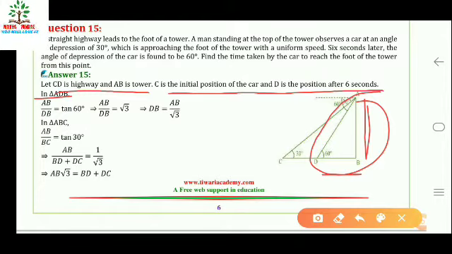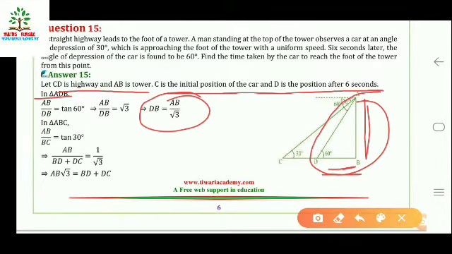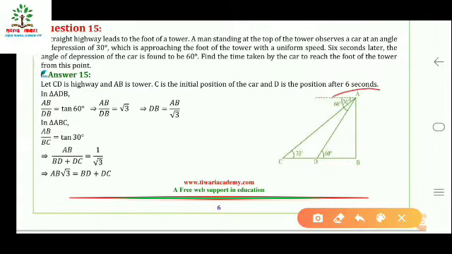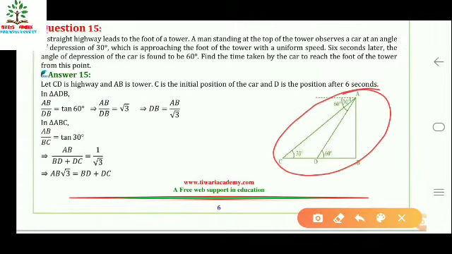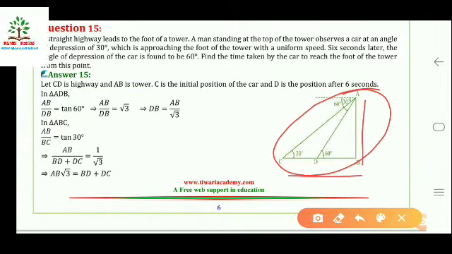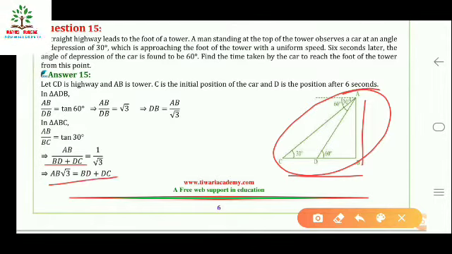So here we are getting the value of DB is equal to AB over root 3. Now in triangle ABC, this bigger triangle, we have AB over BC is equal to 1030. So from here, BC can be written as BD plus CD, equal to 1 over root 3. So here we are getting AB root 3 is equal to BD plus CD.